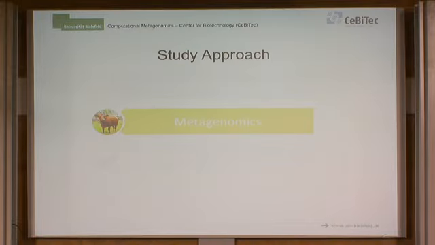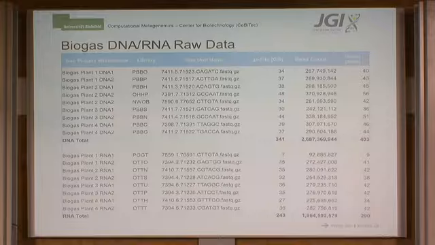Okay, and then there's the metagenomics part. That's in collaboration with the JGI. For each of the replicates, we have DNA and we get RNA sequenced. In total, we have around 400 gigabases for the DNA and 290 gigabases for the RNA, which we are going to assemble.